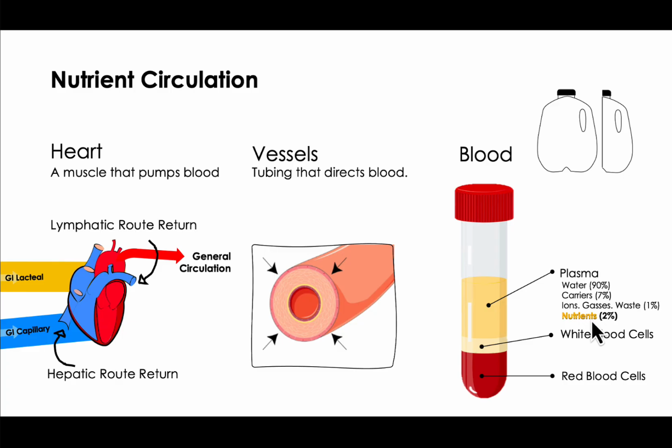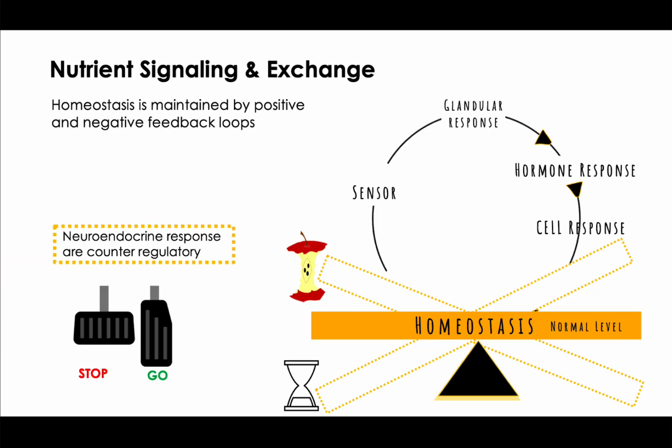And of that, only 2% is nutrients. So very small amount and very tightly regulated. We don't really store a lot of nutrients in the blood. We transport them to travel them around to where they're going to be used or stored. Like got to get into the brain constantly, which is probably why that 2% even exists to begin with.